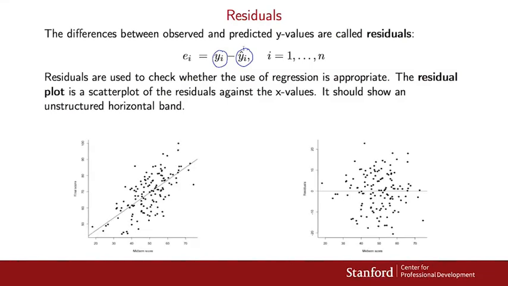Here's an example. We have midterm scores on the horizontal axis and final scores on the vertical axis, and we also see the regression line through the scatter. Based on the regression line, we can compute the residuals, and those are shown on the right plot. What we are seeing in the residual plot is a scatter that doesn't show any structure. That's just the way we would like to have it.